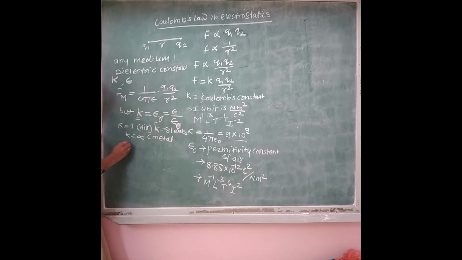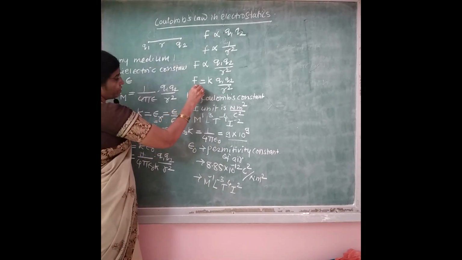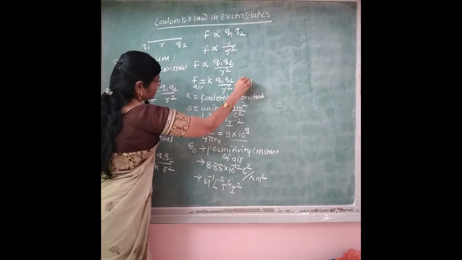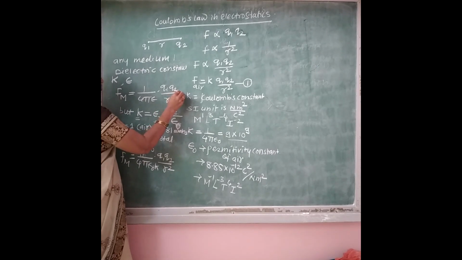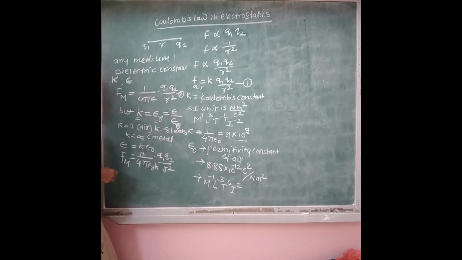Hence, epsilon can be written as K epsilon 0. Therefore, the force between two electric charges in any medium is given by 1/4 pi epsilon 0 K Q1 Q2 divided by R square. Now here we have to see, this is the force between two electric charges in air, and this is the equation of force between two electric charges in any medium.